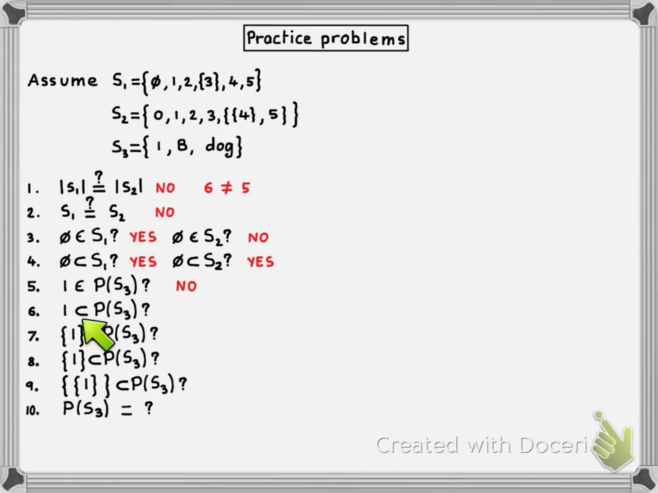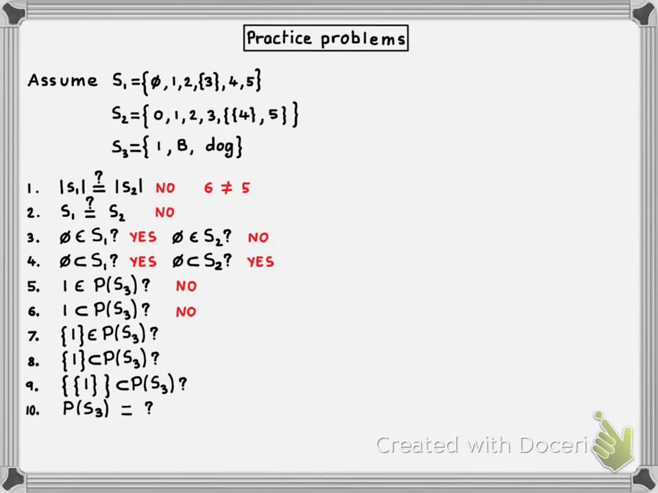Now, is 1 a strict subset of the power set of S3? Again, the answer is obvious. To be a subset or a proper subset, you must first be a set, and 1 is not a set. So I don't care what you put on the right-hand side here, but 1 is not a proper subset of anything. So the answer is no.